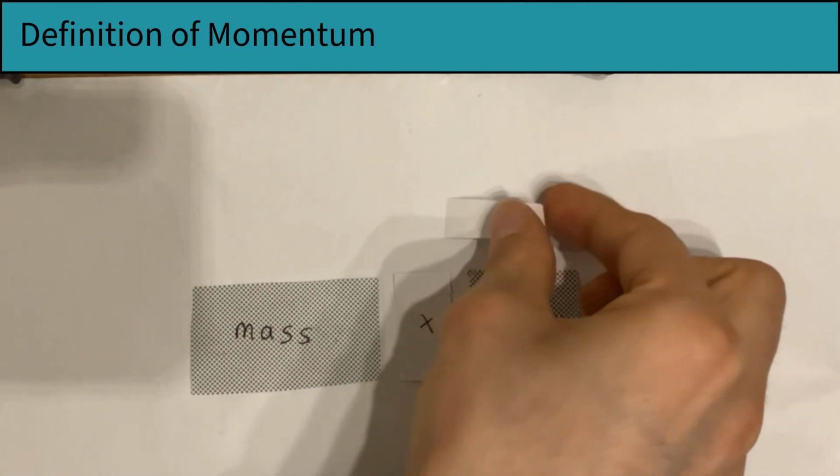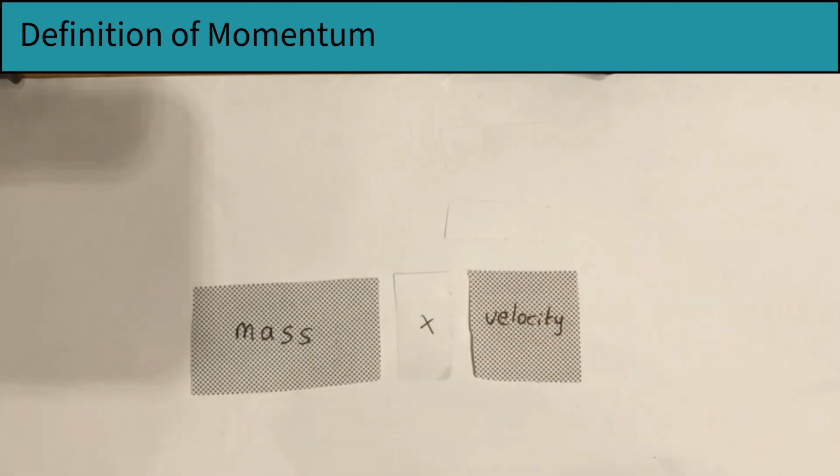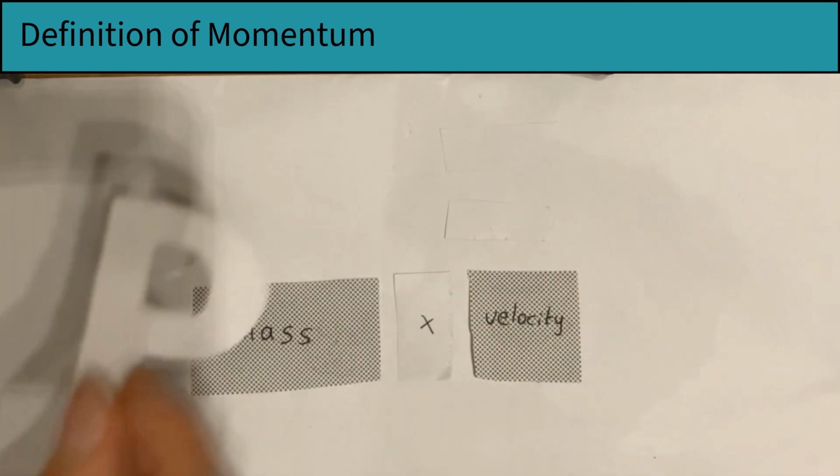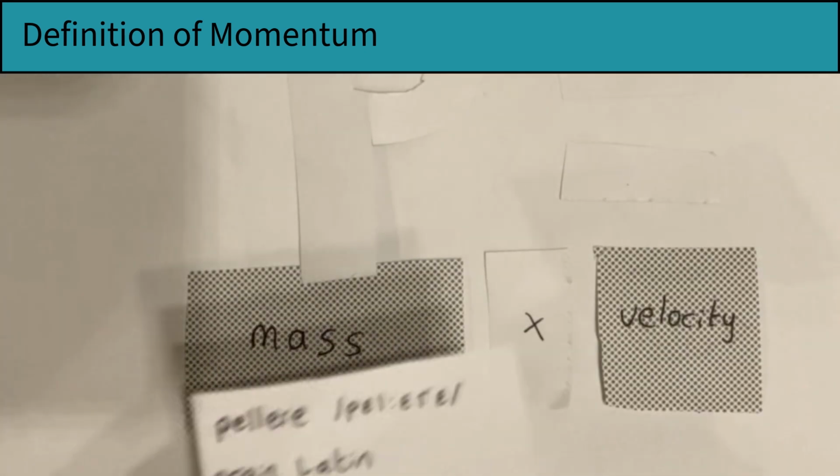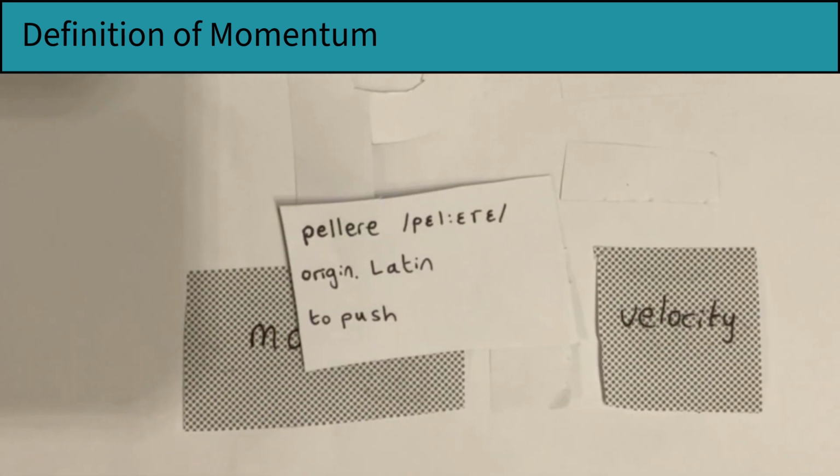Even though it's momentum, we give it the letter P. That's because m has been taken up with mass. So P is momentum equals mass times velocity. In case you're interested why P, it comes from the Latin pellere, which means to push.